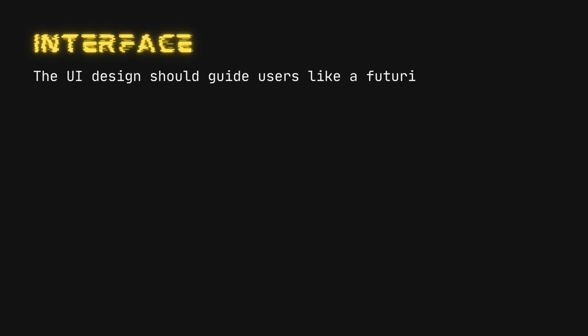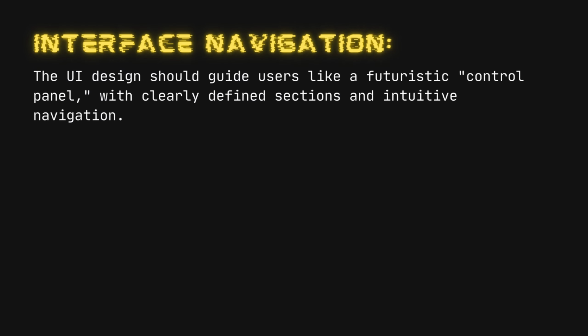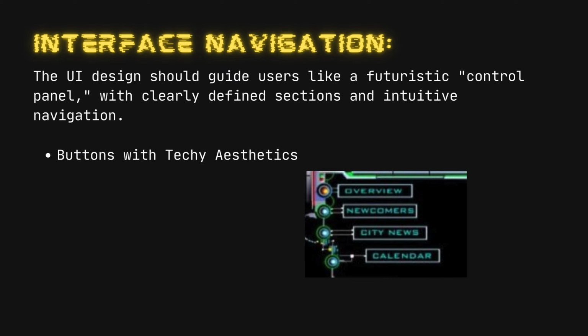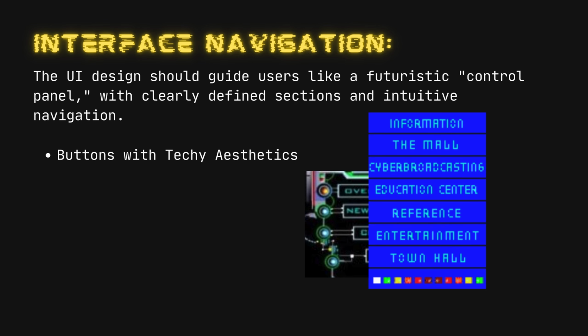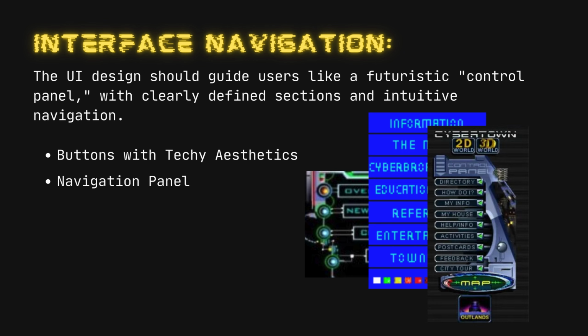Now for interface navigation. The UI design should guide users like a futuristic control panel with clearly defined sections and intuitive navigation. Buttons with techie aesthetics use hard edges and high contrast neon to make buttons stand out. Often they are surrounded by visual cues like arrows or symbols. I think a navigation panel is also crucial, usually vertical as seen in a sidebar with clickable neon icons and high contrast between buttons and the background.